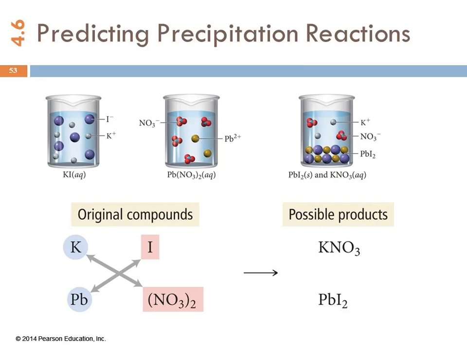So when we look at predicting a precipitation reaction, we're going to look at what the possible new combinations are that we could have. We've got a positive and a negative coming in, a positive and a negative coming in. There's really only one possibility. We can swap the partners. Now we've got 2 new couples, and then we have to examine them in terms of the solubility rules. If they are insoluble, they will form a precipitate. If they are soluble, they will not. They'll just continue mingling.